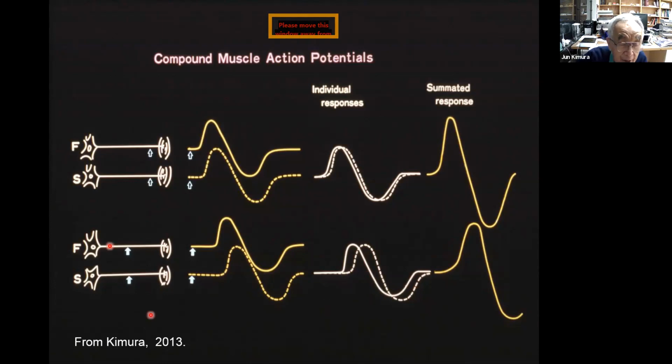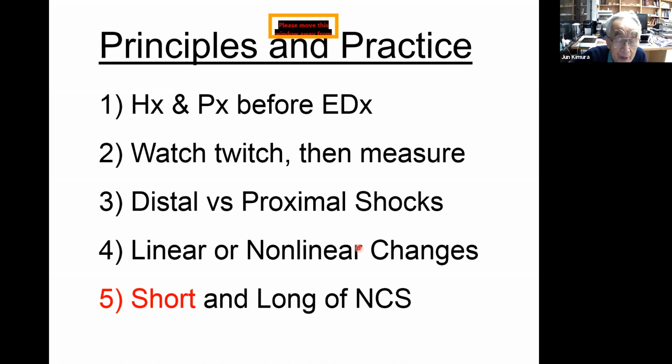In other words, in Guillain-Barré syndrome, one axon may be conducting normally, and the next axon may be conducting with a 10 millisecond delay. And if that happens, then you have a major phase cancellation and the response becomes very small, but that does not necessarily indicate you have a conduction block. All right? So now let's go to the last principle.